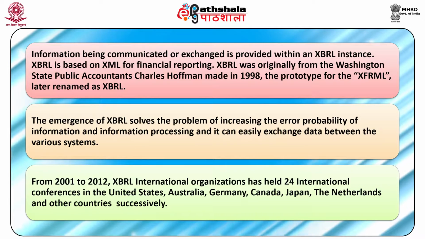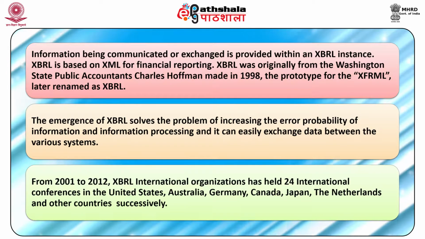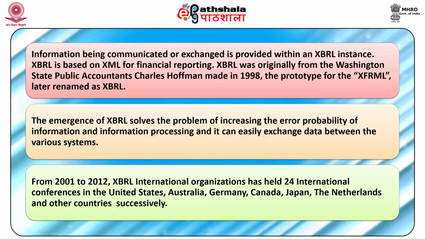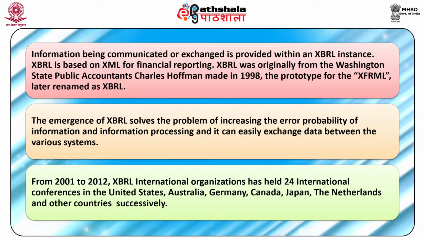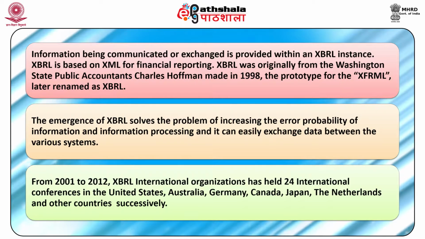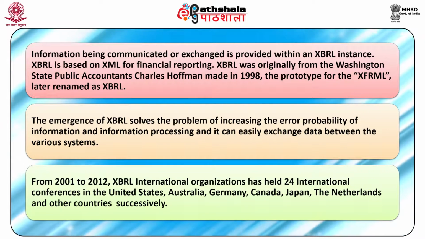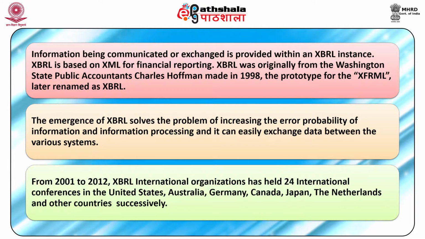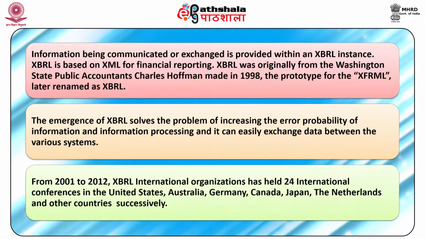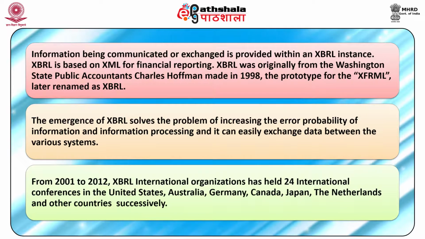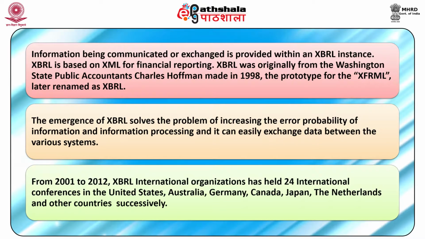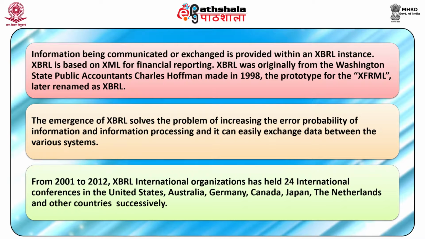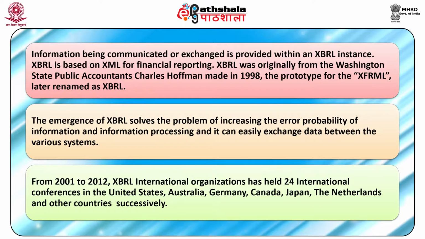XBRL originated in 1998 with Charles Hoffman of Washington State public accountants, who made the prototype for XFRML, later renamed as XBRL. The emergence of XBRL solves the problem of increasing the error probability of information and information processing. It can easily exchange data between various systems. From 2001 to 2012, XBRL International has successfully held 24 international conferences in the United States of America, Australia, Germany, Canada, Japan, the Netherlands and other countries.